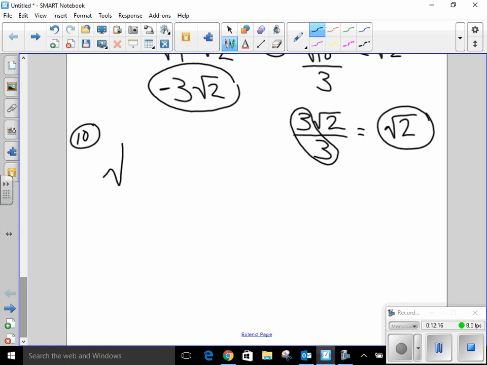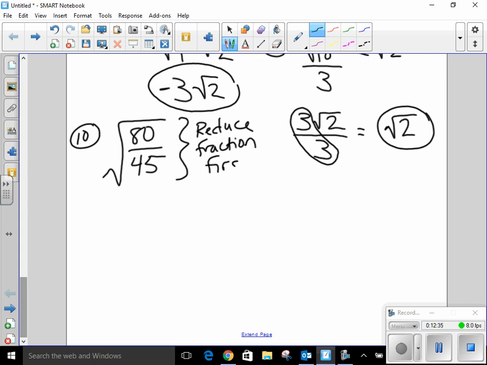If you have under your square root sign a fraction and you don't see any perfect squares, remember with multiplication we said put the two numbers back together and then resplit it apart. Okay, so for division, if there's no perfect squares, reduce the fraction first, because usually when you do, you'll see a perfect square come out.